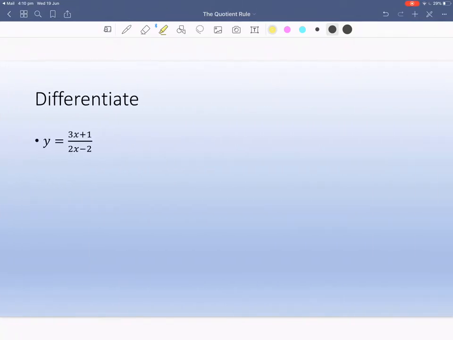So off we go. The first thing I'm going to do is draw my line in the middle of the page just like normal. Now this is in the form y equals u over v. U is the top one, so that's 3x plus 1, and v is the bottom one, so that's 2x minus 2. We know we can use the quotient rule because it's got a fraction, but in this example we're not. We're just going to use the product rule and index laws like we've been using.